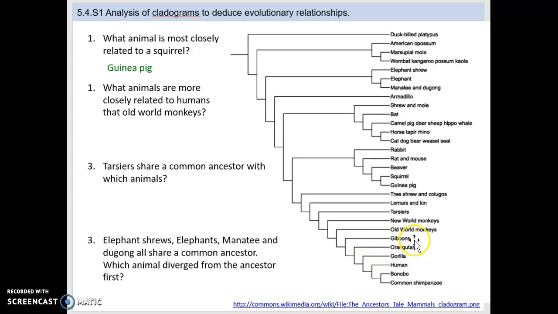You should be able to come up with any of these answers here. So you could have gibbons, orangutan, gorilla, bonobo, or the common chimpanzee. So any one of those would be a fine one. Tarsiers show a common ancestor with which animal?